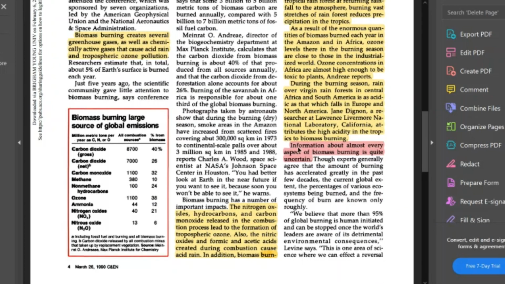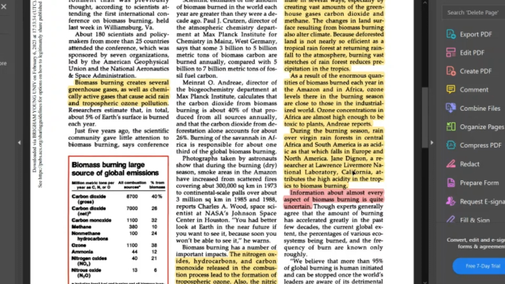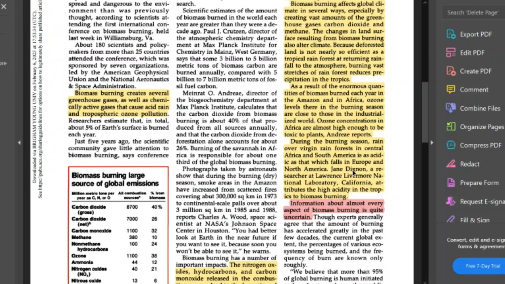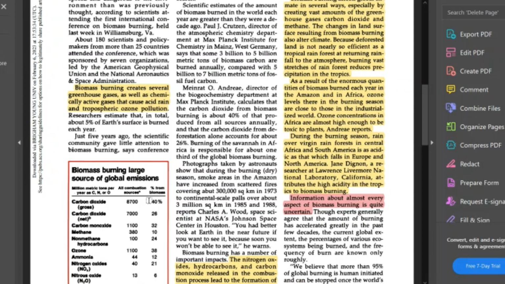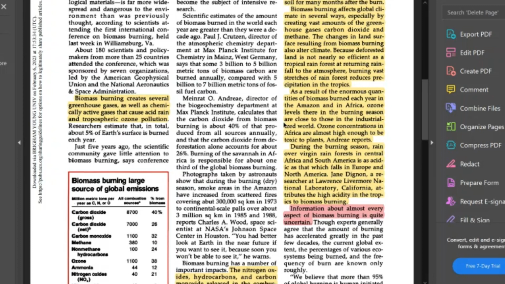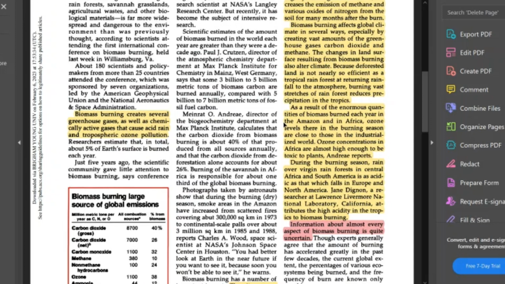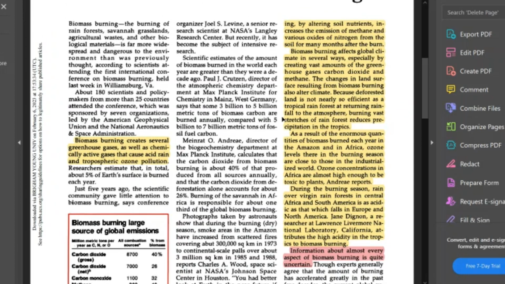The last thing I highlighted here is that information about almost every aspect of biomass burning is quite uncertain, so we shouldn't have too many significant figures when we're using this data. So we should be limited to one or two significant figures when we're calculating all of these things. But that doesn't mean that these connections and correlations have no value, even though they are uncertain. It just means you can't necessarily extrapolate from this information. All right, that is it for problem number 3.27.